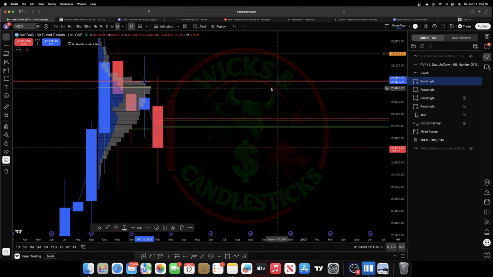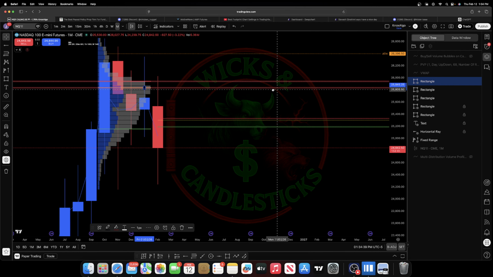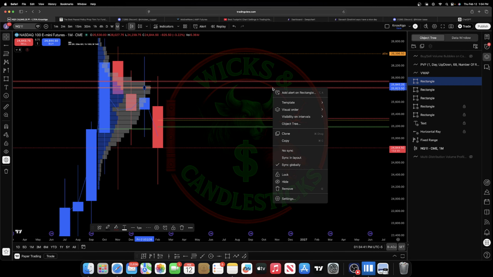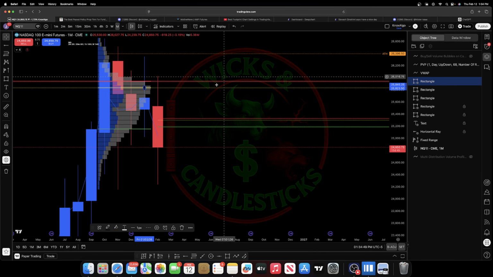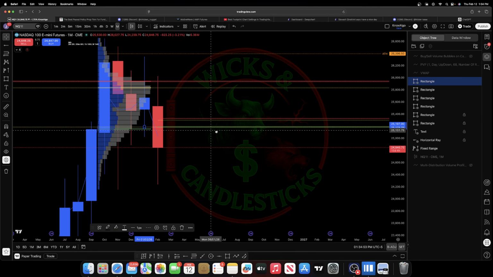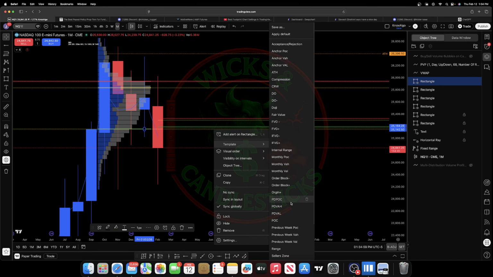Okay. And if you guys have been watching and paying attention, anytime price gets to your value area high, you always look for potential sells. All right. So this is the monthly POC here. And this right here would be my monthly value area low.